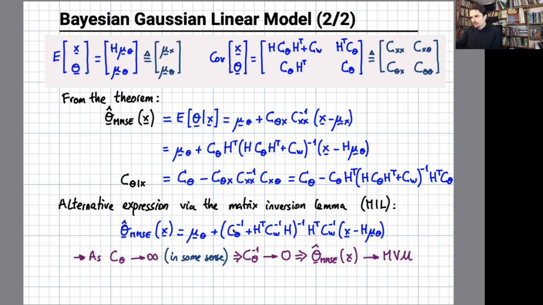So if we remember the expression that we found earlier in this course for the MVU estimator of theta in the Gaussian linear model, that expression was precisely this, except for this C theta, which was not showing up there, right? So this means that as our prior information becomes more uncertain, the MMSE estimator will approach the MVU estimator, right?